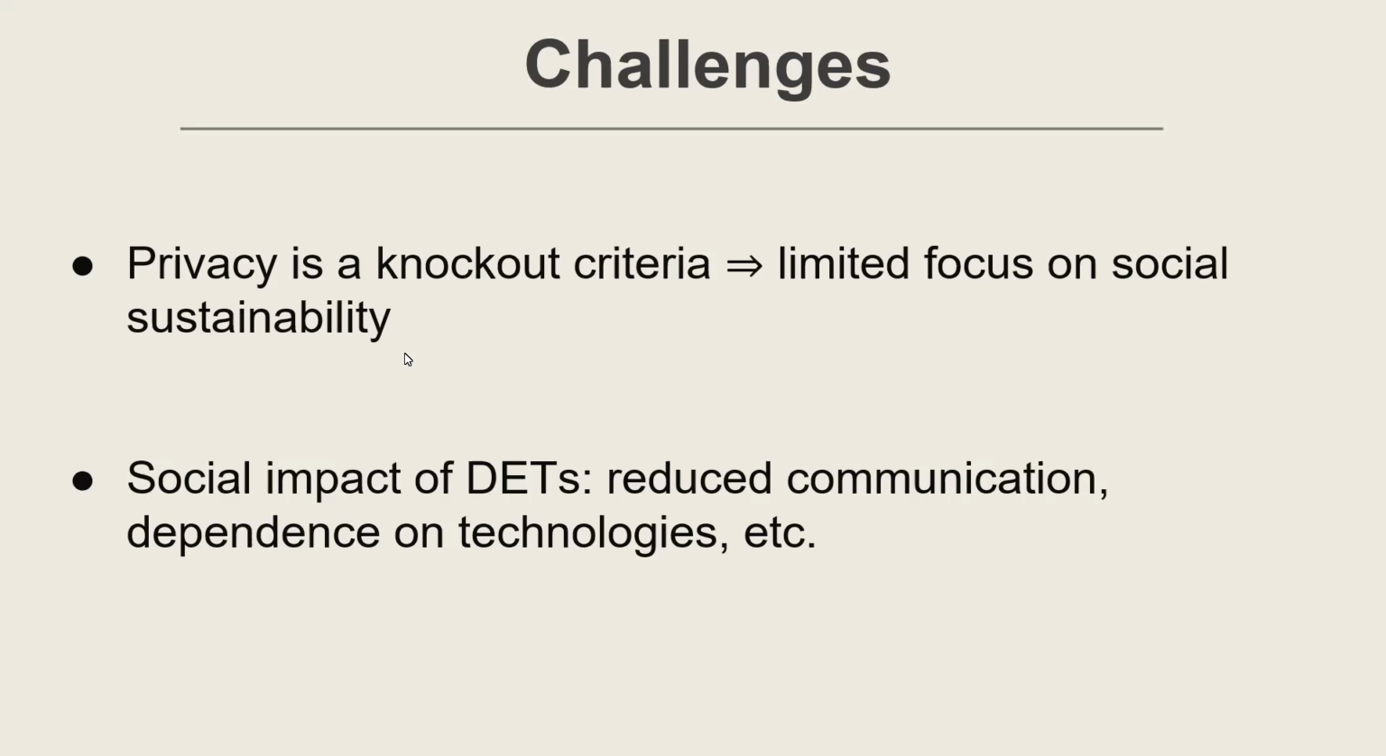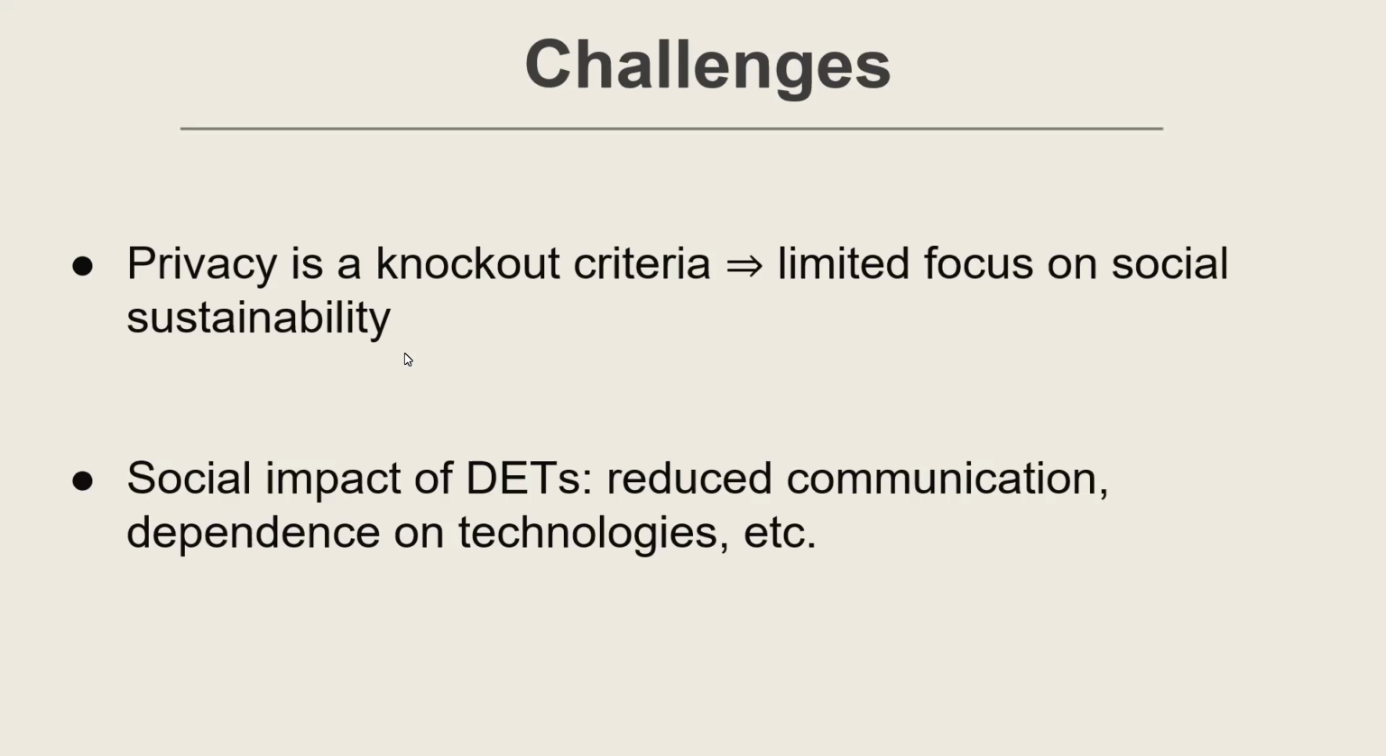the thing that struck out most, at least related to the social dimension, was that privacy was considered a knockout criterion while making decisions. So if you are making a decision on any of the digital education technologies, you would definitely prioritize privacy because of GDPR regulations, essentially. And you would definitely choose a digital education technology that satisfies the GDPR requirements, which is great that this is being taken into account.